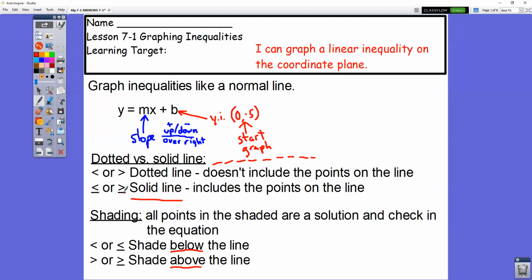Dotted versus solid. A little way to remember that it's solid: you see the picture of the solid line right here for the or equal to. So since you have to have the picture of the solid line there, you're going to draw a solid line. Shading below or above, if you think about it, it really makes sense. Less than is down below, greater than is up above. So that's sort of a way to remember it.